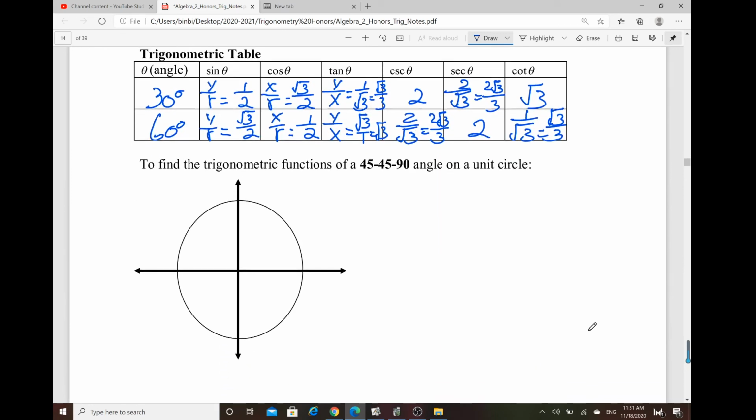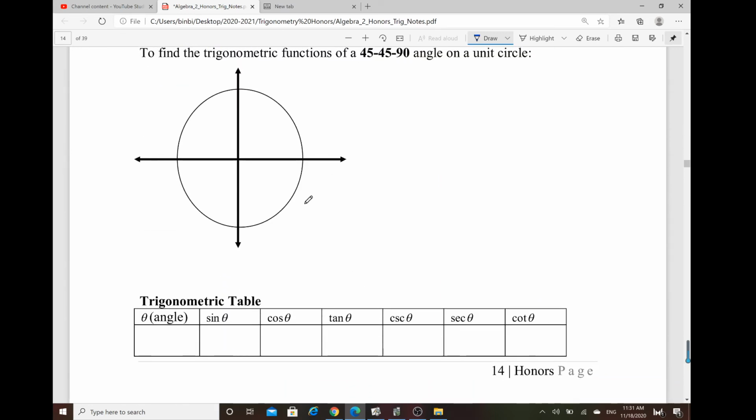And now what about 45, 45, 90 degree triangles on a unit circle? So 45, 45, 90, we do have an angle bisector for the terminal sides, and then this one here all the way down. The ratio for this one is 1, 1, and root 2. So for a 45 degree angle, sine of 45, opposite over hypotenuse, is 1 over root 2, or root 2 over 2.